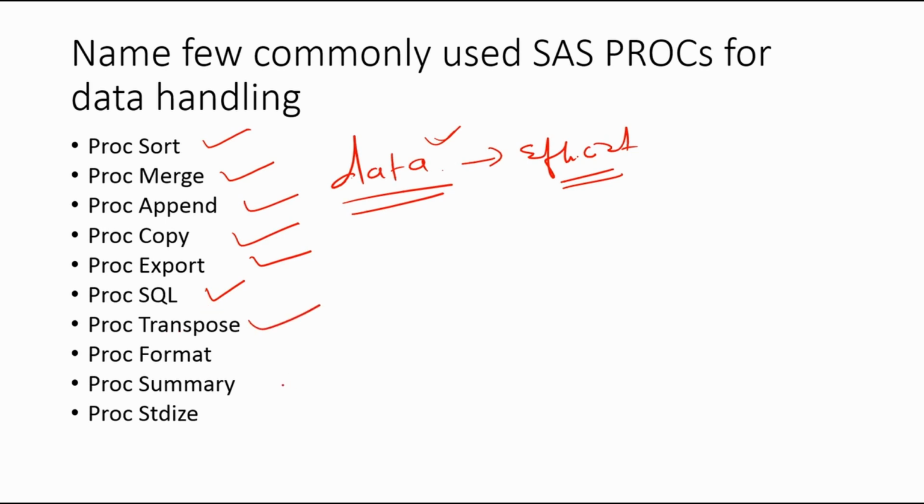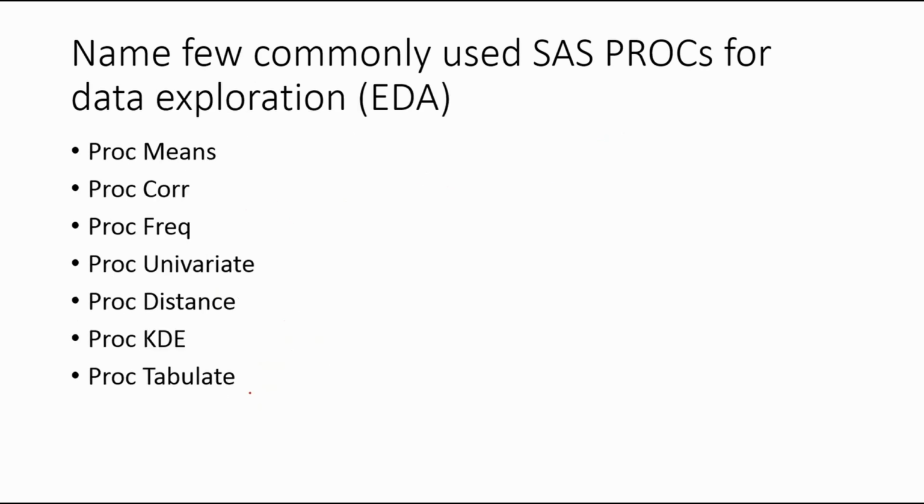Proc transpose, to transpose your data. Proc format, in order to format your data in certain way. You can format your column name, and that kind of thing you can do using proc format. Proc summary is something that you can use in order to summarize your data, which is also useful sometimes. Proc standardize, if you want to standardize your data, sometimes standardized data is used for data analysis. You may need this proc as well. So these are some of the important SAS procs which are very useful while handling your data.